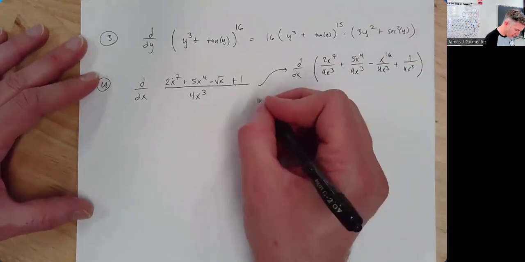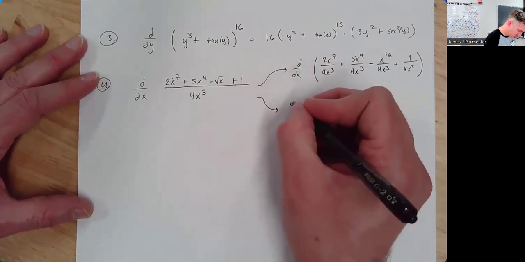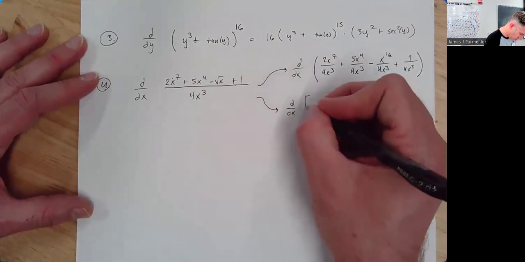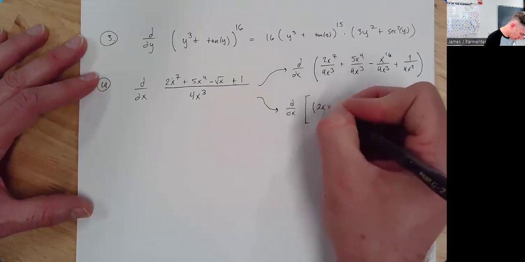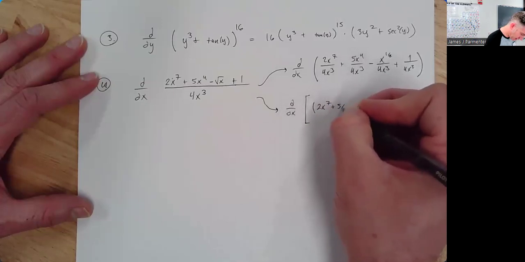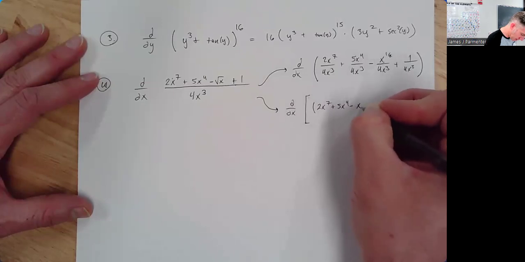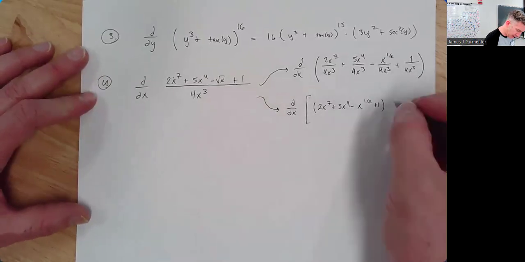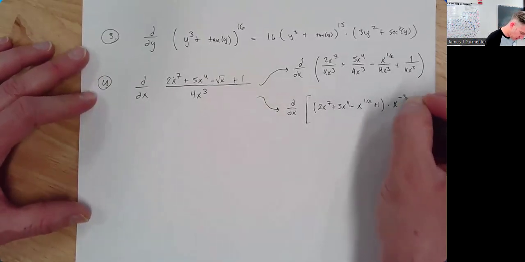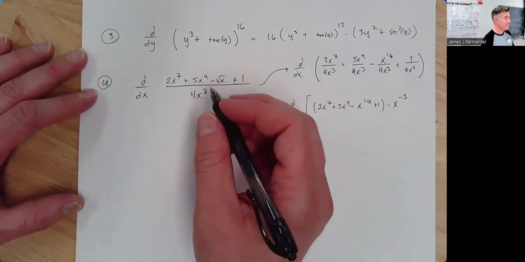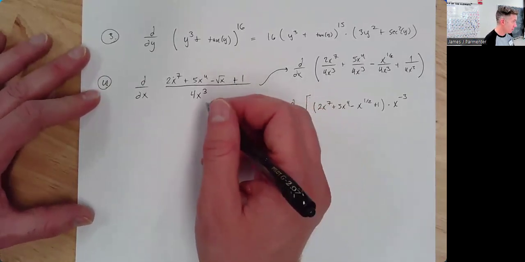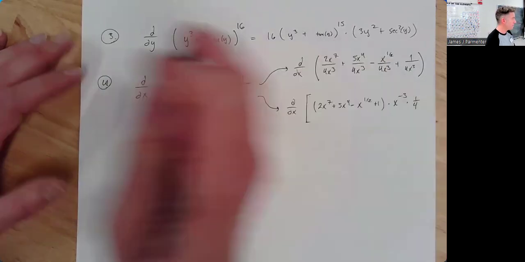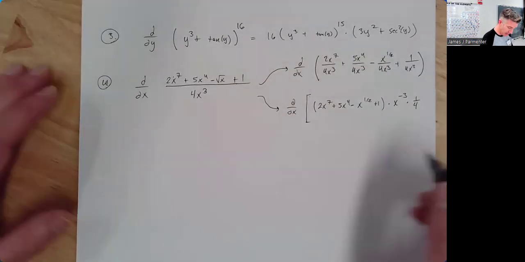Or the other school of thought is to say, I'm going to have that entire numerator, 2x to the 7th plus 5x to the 4th minus x to the 1/2 plus 1, multiplied by x to the negative 3rd, still divided by 4 though, right? That 4 does not get to travel up to the numerator. You could say, instead of dividing by 4, times 1/4 if you want. And that is the same.